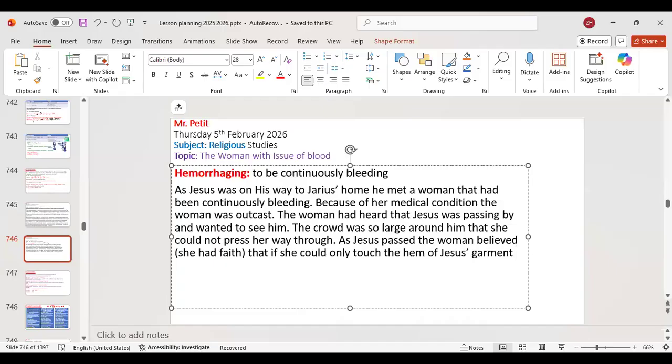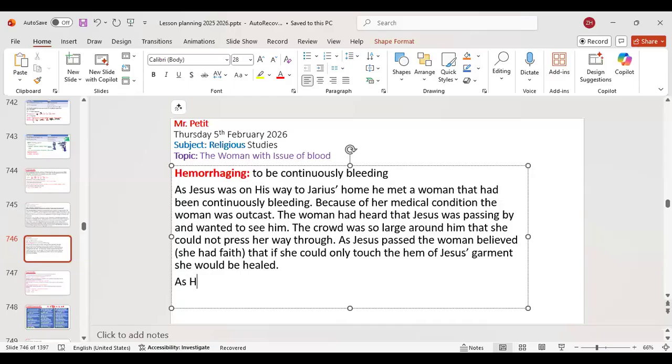St. Andrew's. Okay. So if she could only touch the hem of Jesus's garment, she would be what? She would be healed. Cured. That was her faith, right? So she said, if I only could touch the hem, the portion at the bottom, if I could only touch that, I believe that I could be made whole. I believe that I could be healed.